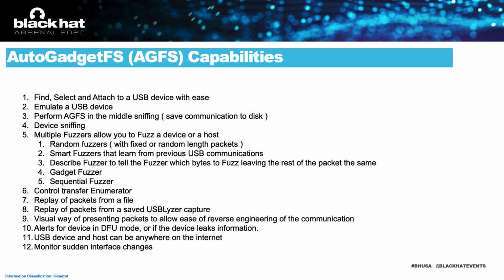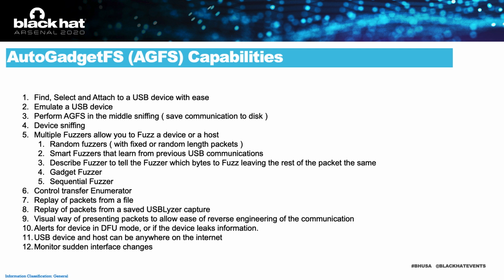A describe fuzzer, which the name might change, but just for the demo. A describe fuzzer allows you to take a packet and select which bytes you want to fuzz, and you can fuzz these bytes either by sending them to the host or to the device. It's up to you. A gadget fuzzer, which creates emulated USB devices with bad information in their descriptors. So it usually crashes software, or you can find nice bugs there. And I will show one in the demo.